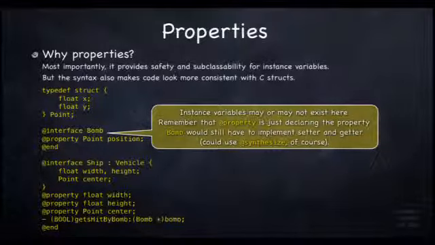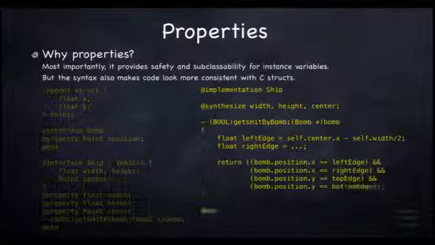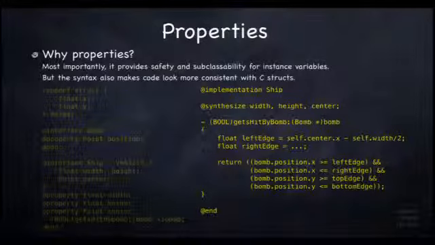And then I've got this method getsHitByBomb, which is a method that takes a bomb and returns whether this ship gets hit by that bomb. So we're going to implement Ship right here. Okay, so here's our implementation of it. Notice the first line in my implementation, I synthesize my 3 properties. Synthesize width, height, and center. So now those properties are synthesized.